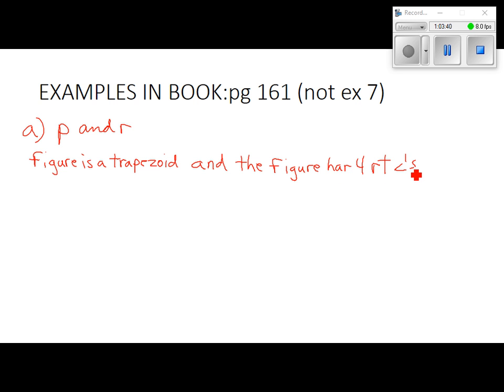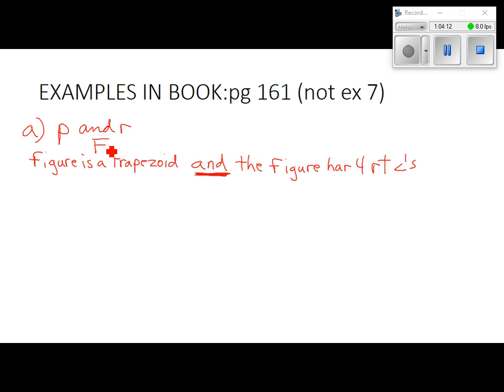And this is where we want to shorten it up as much as we possibly can, right? And they want us to decide whether this is true. If we're using "and," if it's a conjunction, what has to be true for that statement to be true? Both of them have to be true. So, figure is a trapezoid. True or false? False. It's false. That's a square. That is a square. So that's false.